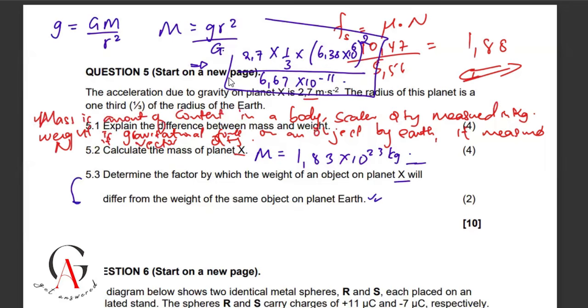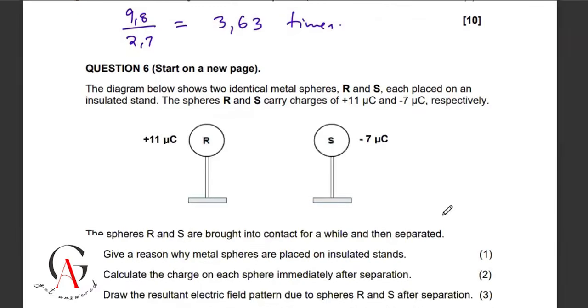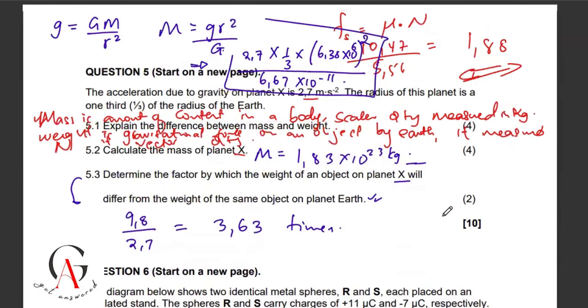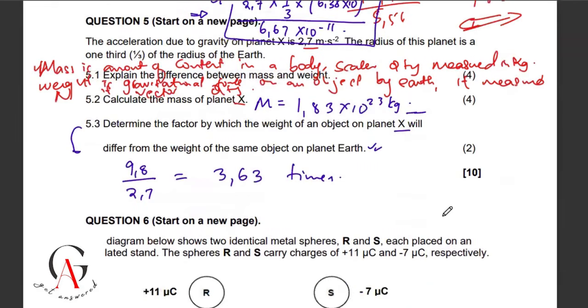So the factor should be by the gravity. On Earth it's going to be 9.8. On that planet it's going to be 2.7. Simplify this, you get 3.63 times. Okay, whether smaller or bigger, that is what happens then. We can say smaller since they say the radius is smaller.